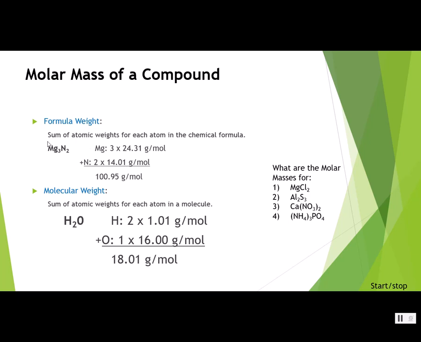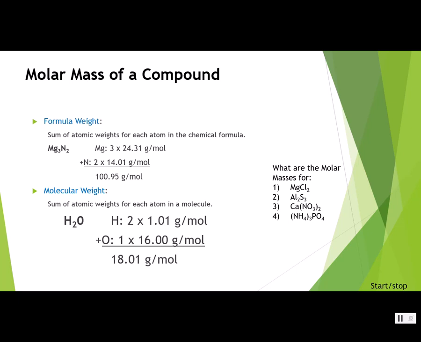So just as we were able to use the atomic masses on the periodic table to determine molar masses of individual elements, we can use those masses along with a properly written balanced chemical formula to determine the molar mass or molecular weight of a compound.